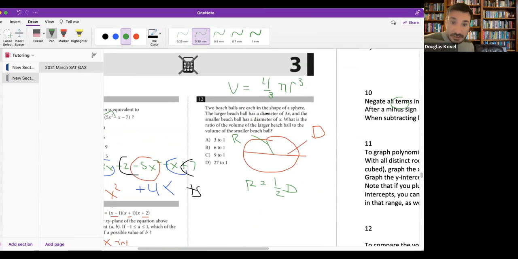So here they tell us that 2 beach balls are each in the shape of a sphere. The larger beach ball has a diameter of 3x and the smaller beach ball has a diameter of x. So they want to know what the ratio is of the volume of the larger beach ball to the volume of the smaller beach ball.